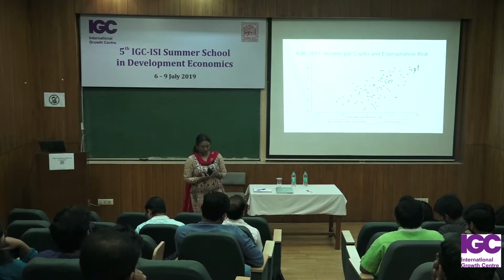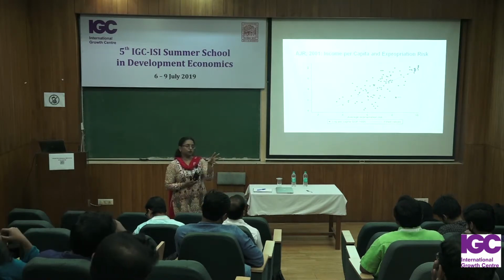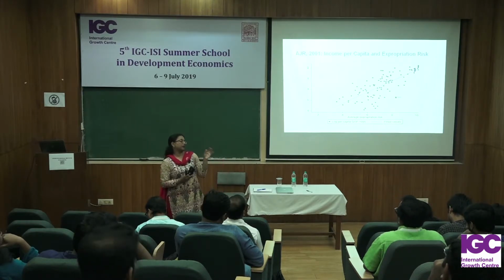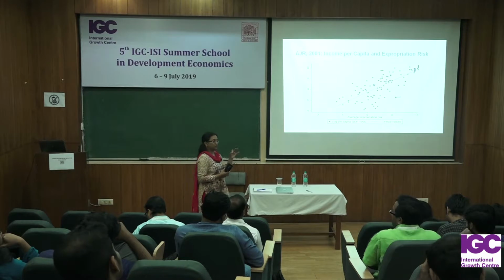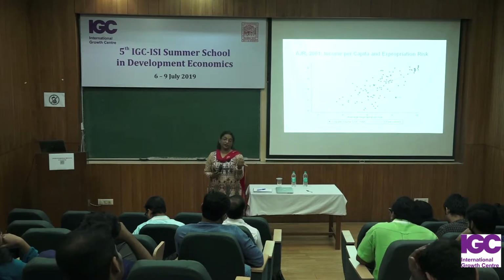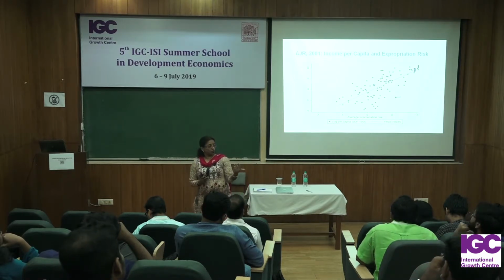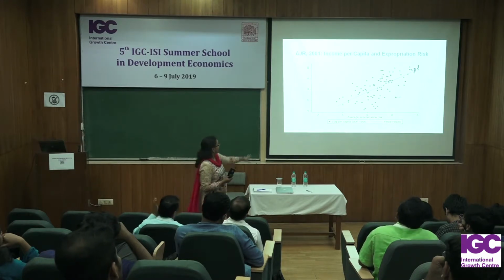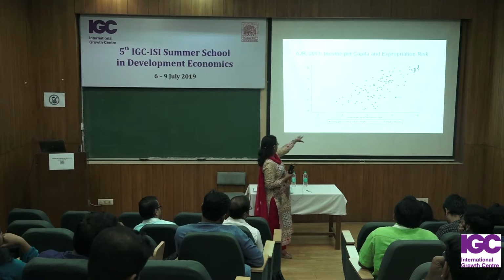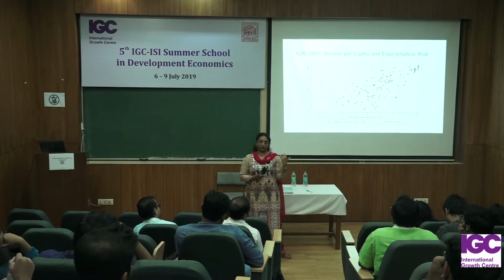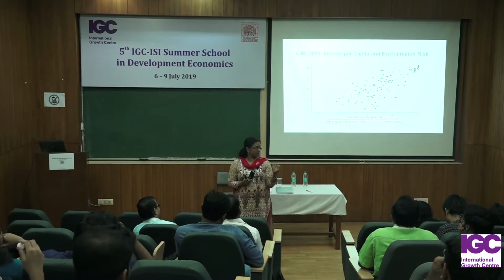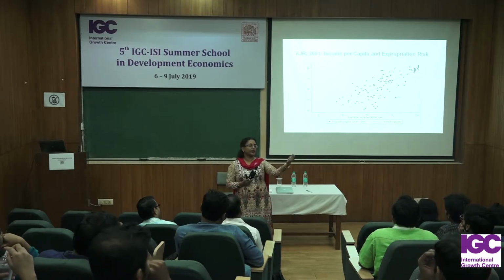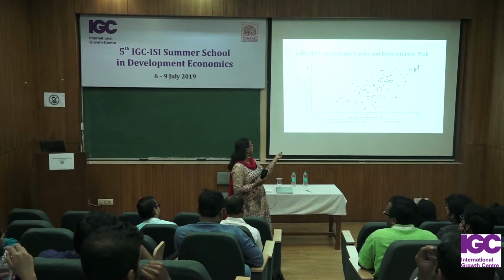Acemoglu, Johnson, Robinson emphasize the institution of private property. They say if a country or a society can guarantee the protection of private property rights, that's really going to generate a lot of investment and a lot of growth in that society. And they do this wonderful graph where on the x-axis you have what they call average expropriation risk, which is how secure your property is. So it's a ranking of countries on a scale of 1 to 10.